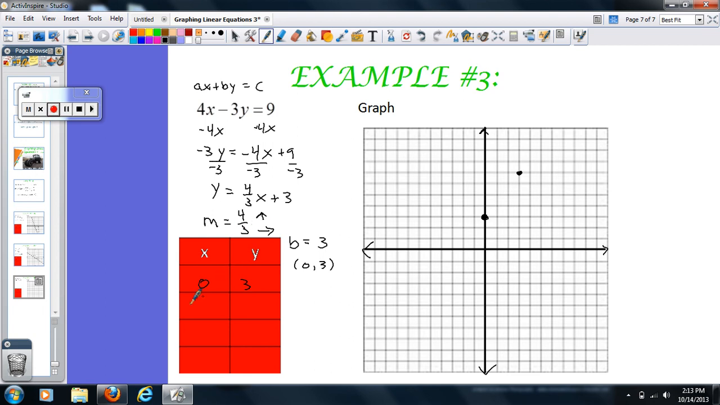And again, all I have to do is add this to it. So I added 3 to the x, which means this is going to be 3. And I added 4 to the y, which means this should be 7. So let's count it. 1, 2, 3. 1, 2, 3, 4, 5, 6, 7. And that worked.